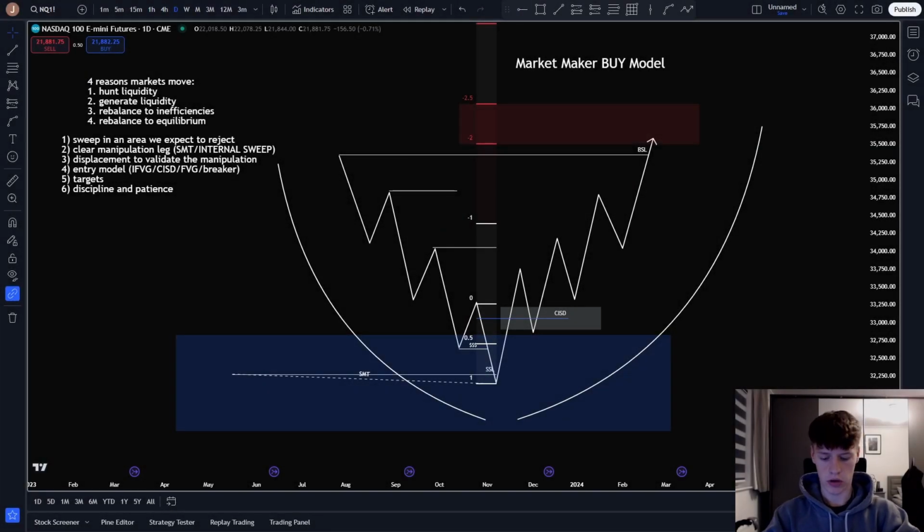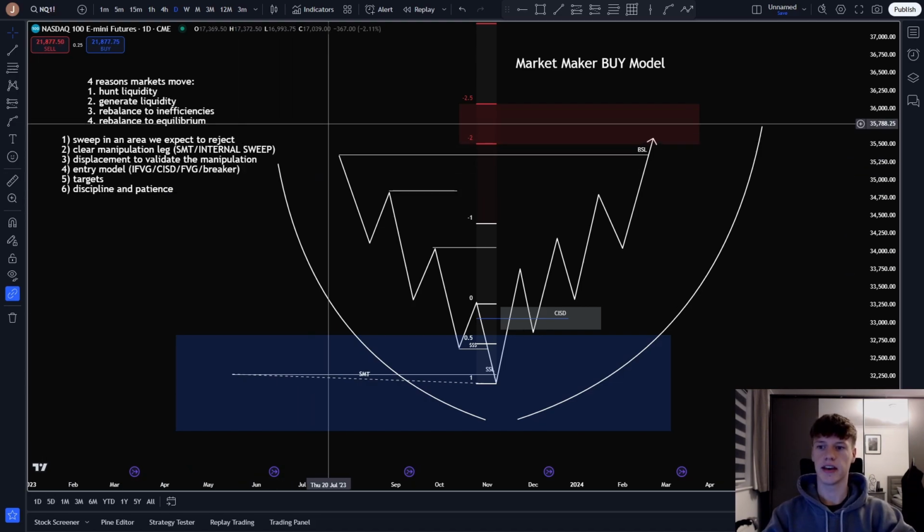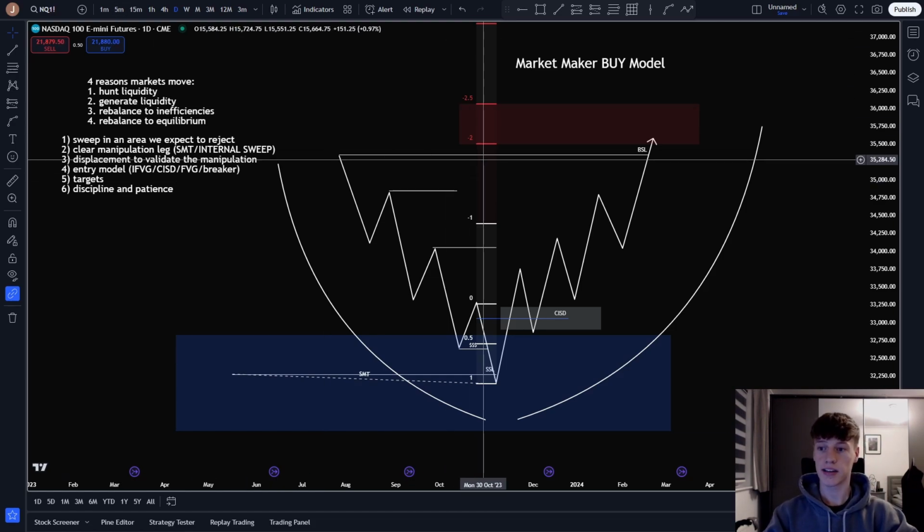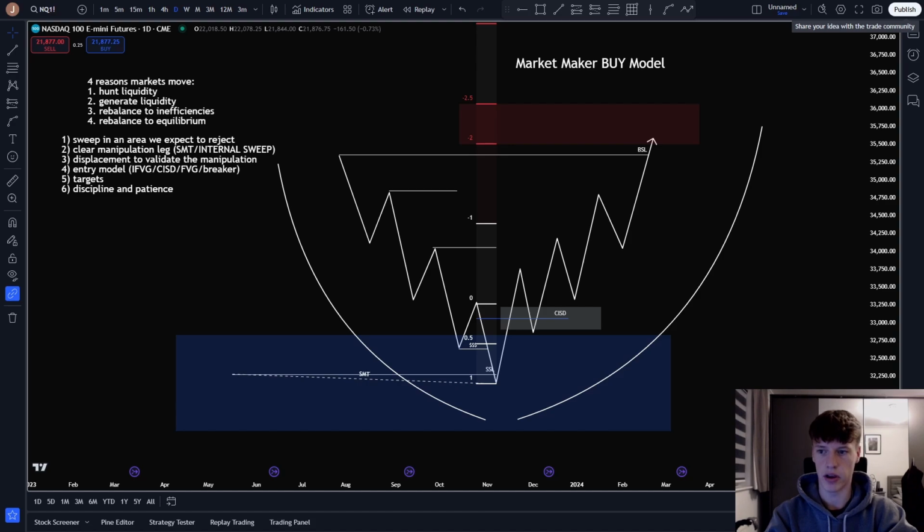Okay, so currently you are looking at the market maker buy model. This is for longs, this is for a bullish bias, and let's get right into it. So the first thing we need to understand is the 4 reasons why the markets move in the first place. Markets move to hunt liquidity, to generate liquidity, to rebalance to inefficiencies, and to rebalance to equilibrium.